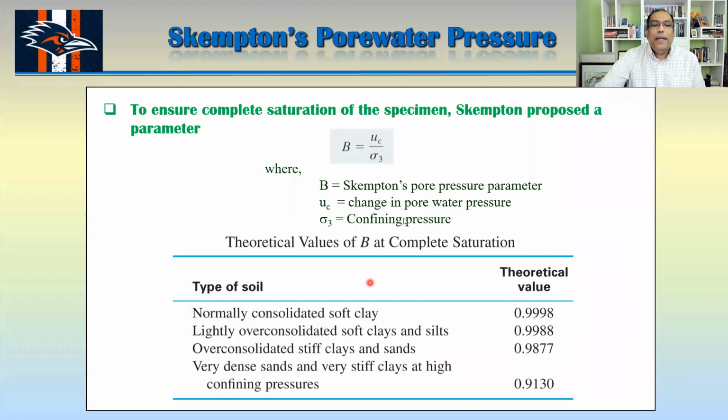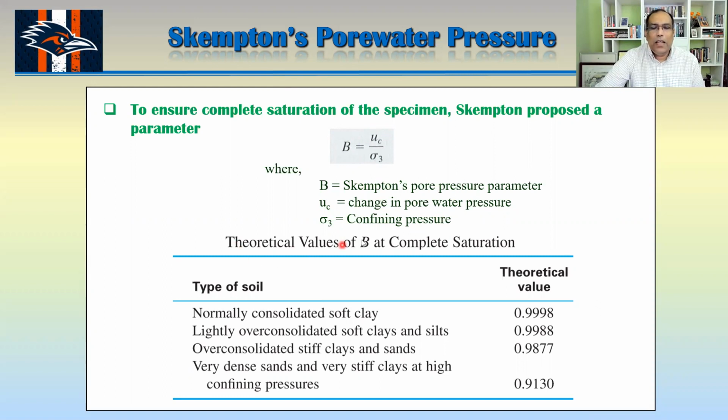Now, these parameters here, as we said earlier, B equal to delta u_c divided by delta sigma 3, we call that Skempton's pore water pressure B. Okay, so B is the Skempton's pore water pressure parameter, and u_c is the change in pore water pressure, and sigma 3 is the confining pressure.